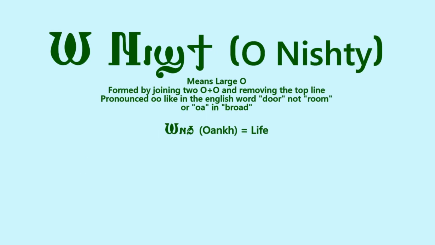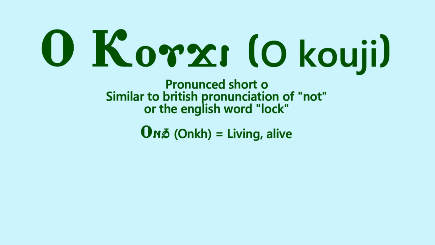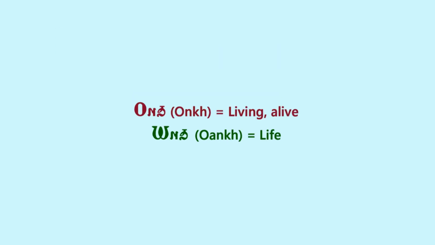Now we have the long O, and this is the final letter which is taken from the Greek alphabet. The long O is going to be similar to like the English word door, and the Coptic word for that is onch, which means life. Compare that to the letter we had before, which is the short O, and the similar word on. Listen to the pronunciations of those 2 words carefully so you can get an idea of what's the difference between that one and that one. So the o kuji, or the short O, onch, o nishti, or the large O, onch.